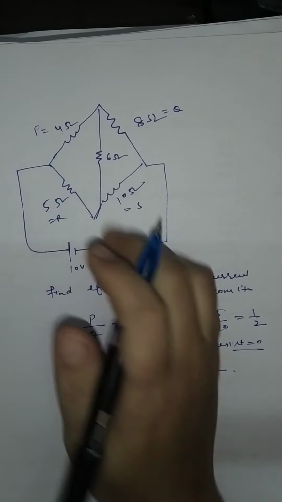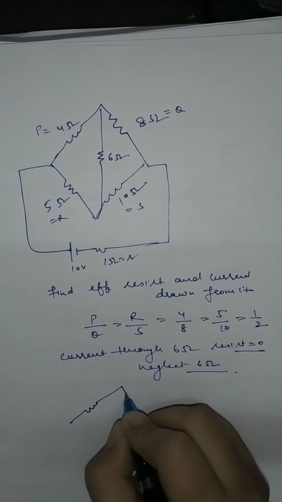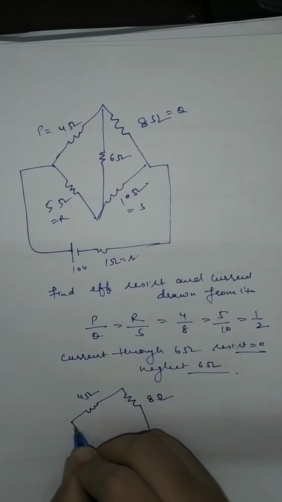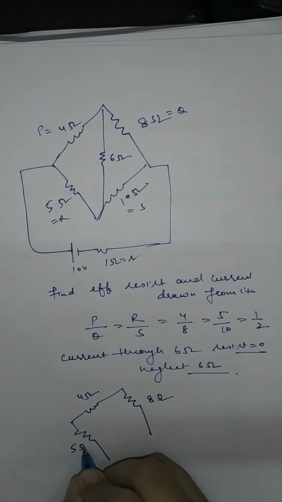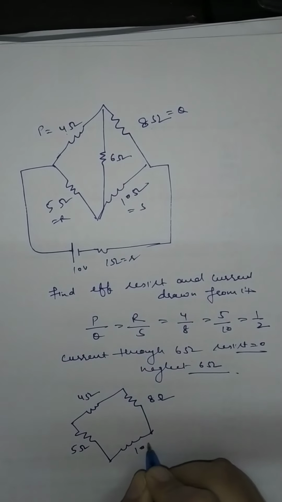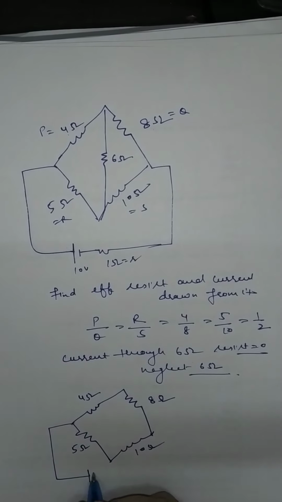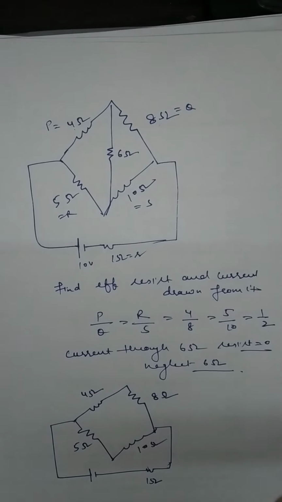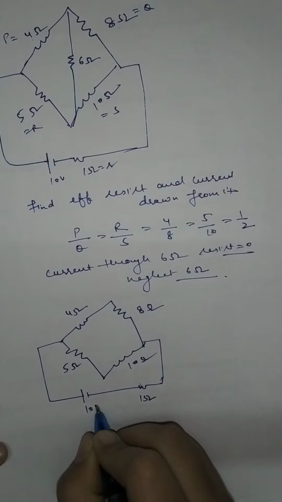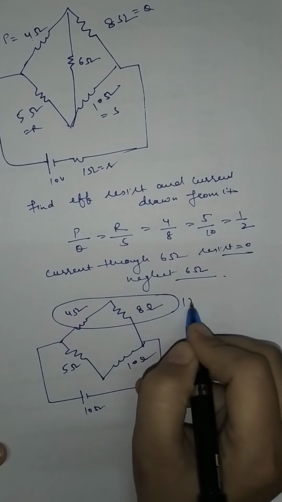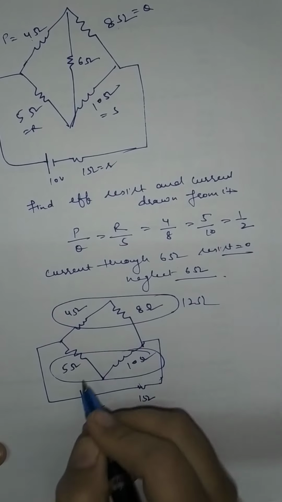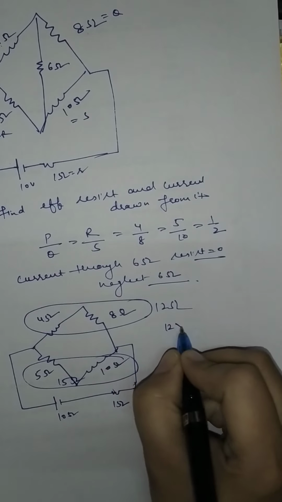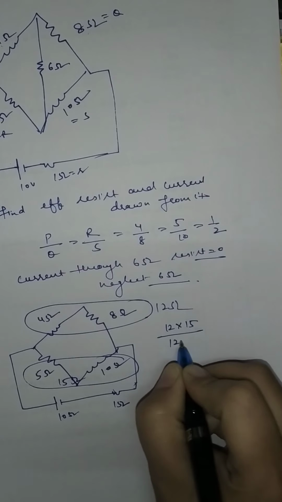तो अगर आप 6 ओम को निगलेक्ट कर देंगे तो आपके पास ये बन जाएगा 4 ओम, दिस इज 8 ओम, दिस इज 5 ओम एंड दिस इज 10 ओम, एंड देन इट इज कनेक्टेड टू अ 10 वोल्ट थ्रू अ रेजिस्टेंस ऑफ 1. राइट. तो अब आपके पास ये दोनों कैसे हो गए सीरीज़ में 12 ओम, ये दोनों कैसे हो गए सीरीज़ में 15 ओम. नाउ देयर इफेक्टिव इज दे आर इन पैरेलल 12 इंटू 15 डिवाइड बाई 12 प्लस 15.